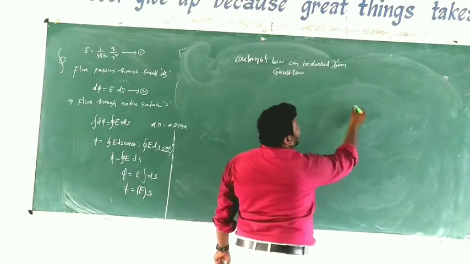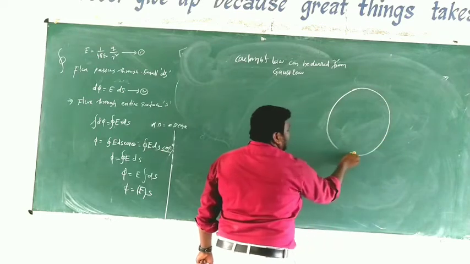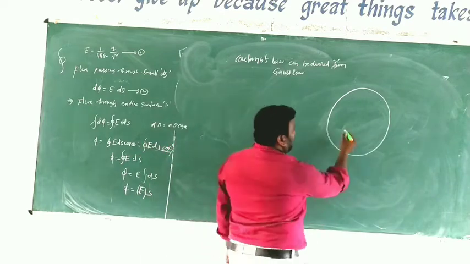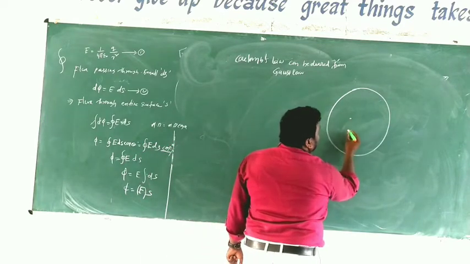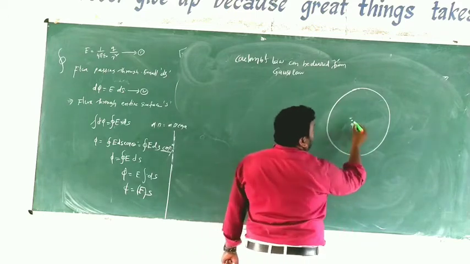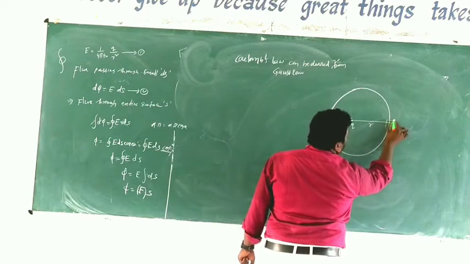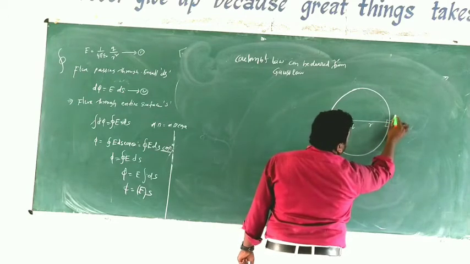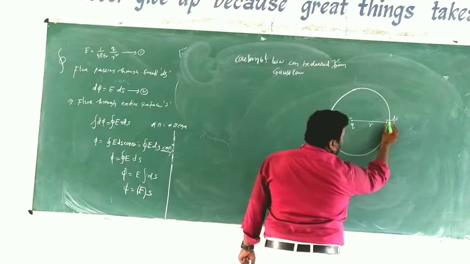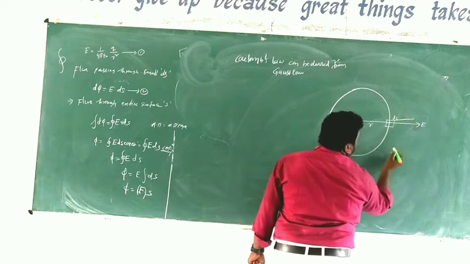Again, I am taking the same example. This is one closed Gaussian surface, and at the center you have a charge Q. Clear, children? And the distance is r. And this is the same element ds. At this point the electric field intensity is in this direction, and ds is also in the same direction.